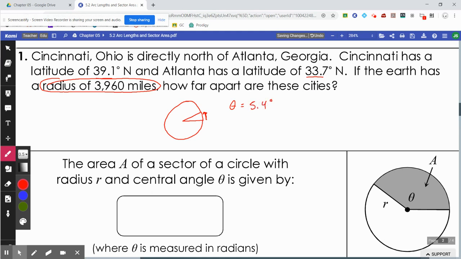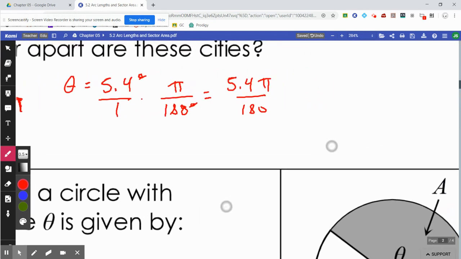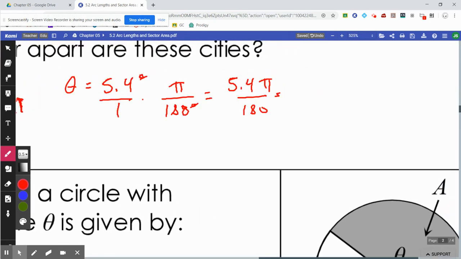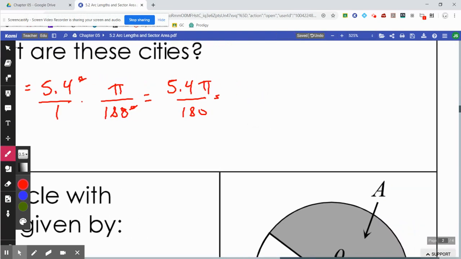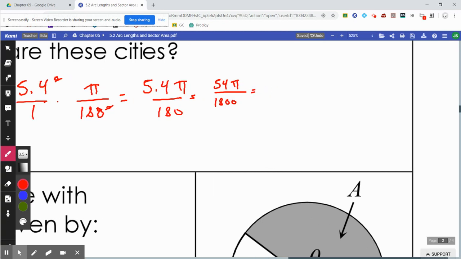Now that does have to be converted to radian measures, so let's multiply by pi over 180 so that our degrees cancel. And that's going to give us, obviously, 5.4 pi over 180. Let me zoom in so I can see that a little bit better. If we want to clean that up a little bit better, we don't have to, but just for extra practice, we can multiply top and bottom by 10, and that gives me 54 pi over 1800. Then I'm going to reduce by dividing by 9.